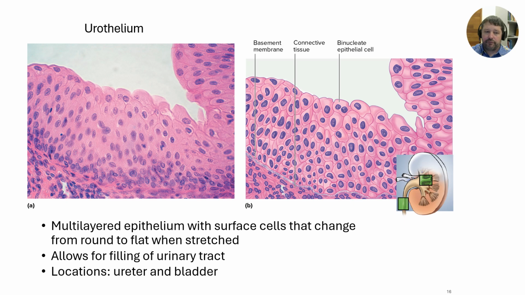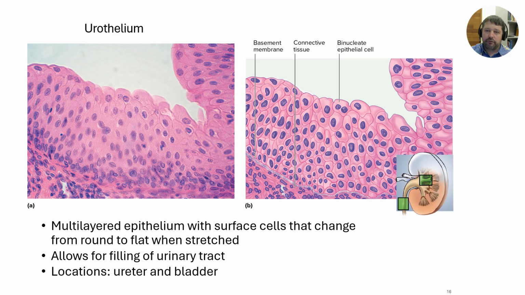So then you have that specialized cell that's associated with the ureter and the bladder, the urothelium, multiple layers thick. Okay, you have that basement membrane, connective tissue.